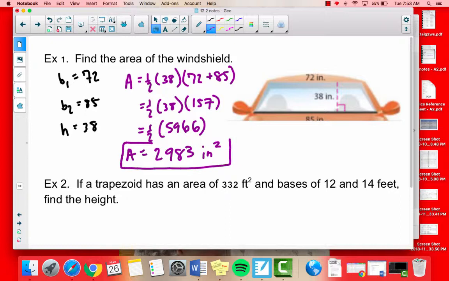And because we're finding area, please make sure you include your units. All units are to the square power.